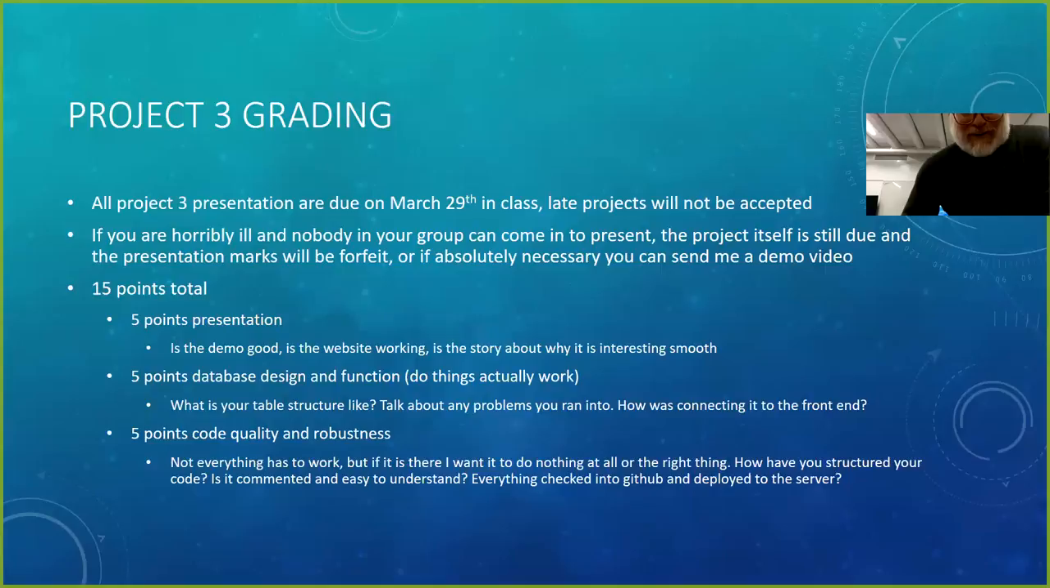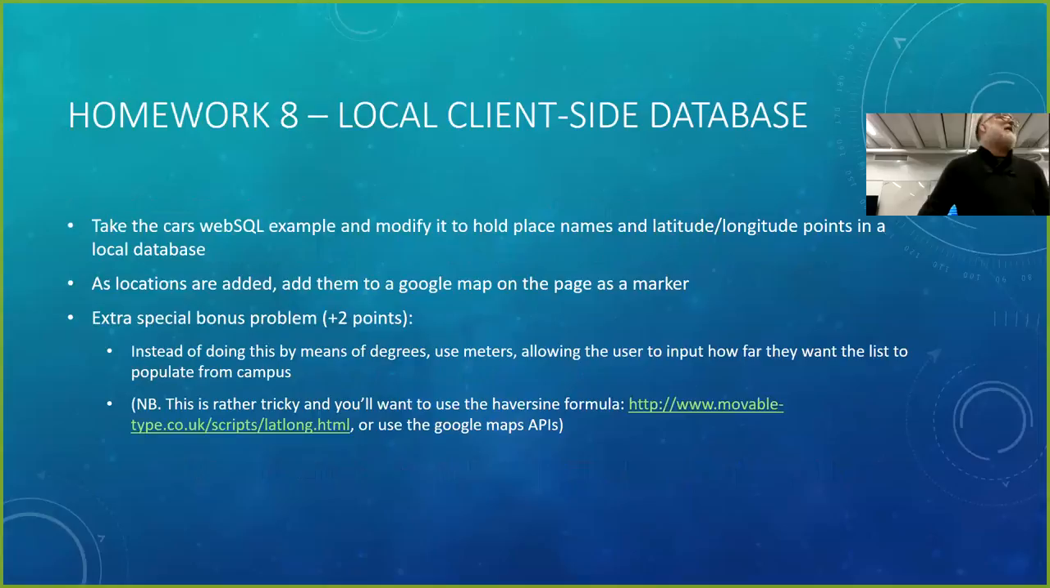The last thing I wanted to talk about in here then is the homework. This is primarily to have an excuse to go back and look at my demo example if y'all want me to. I'm going to have you take the cars example. This was the Web SQL example in the local database and modify it. So instead of holding cars, it's holding place names and latitude, longitude points in a local database. So you'll change the make to place and the model to latitude and add another field for longitude.